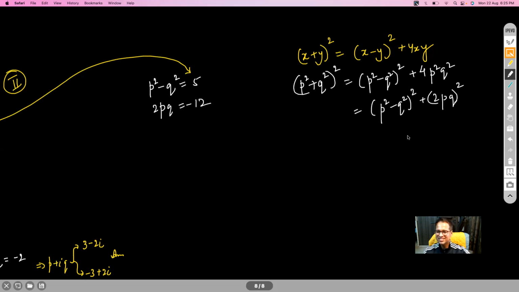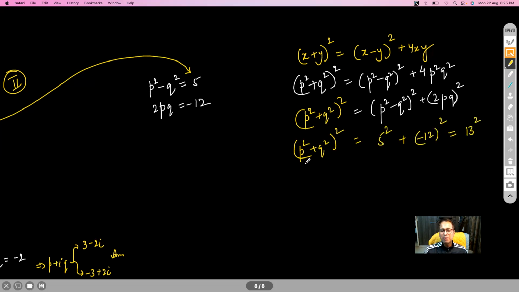Now, can I say that p square plus q square whole square will be the square of p square minus q square, which is 5 square, and the square of 2pq, which is minus 12 square. By the way, we all know that they form the Pythagorean triplet 5, 12, and 13. So from here, can I say p square plus q square whole square is 13 square, which leaves us with only 13 as the value of p square plus q square, correct? Yes or no?